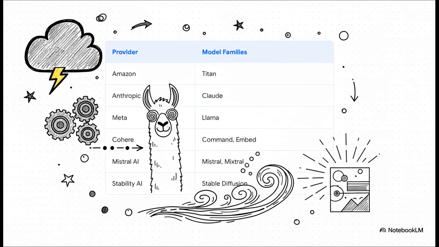You've got Amazon's own Titan models, the super powerful Claude family from Anthropic, Meta's open source Llama models, text and embedding models from Cohere, these innovative models from Mistral AI, and of course the incredible image generation of Stable Diffusion from Stability AI. And they're all there, waiting for you through that one API we just talked about.